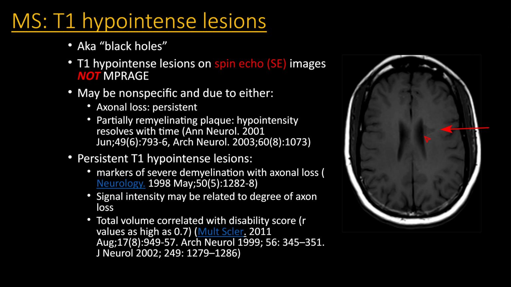Again, if you talk about these based on MP-RAGE, you don't have that correlation anymore, so it's meaningless to talk about them. So just remember, when you're talking about T1 black holes, they can be transient. So we're talking about just persistent T1 hypointense lesions, and those persistent T1 hypointense lesions are markers of axonal loss.